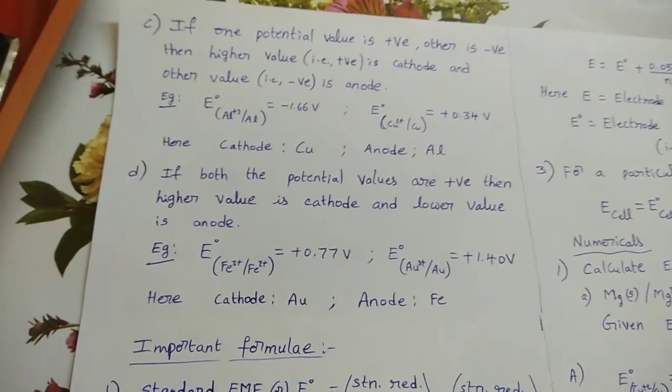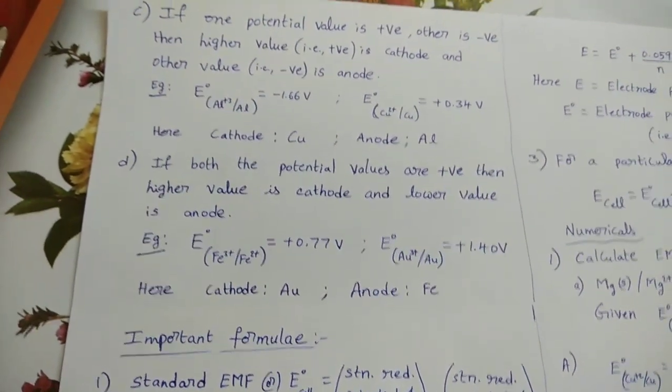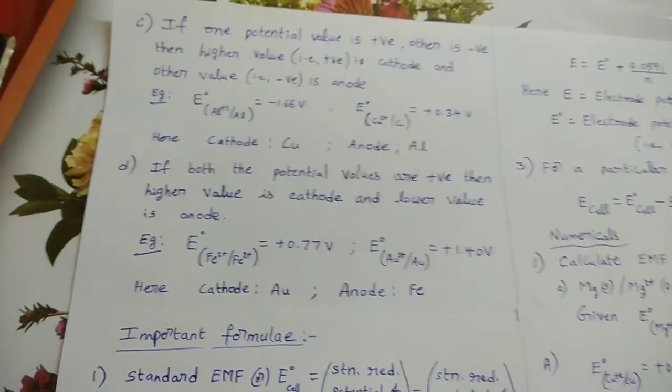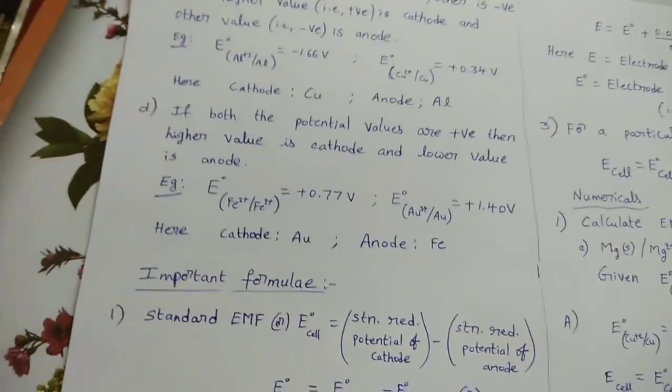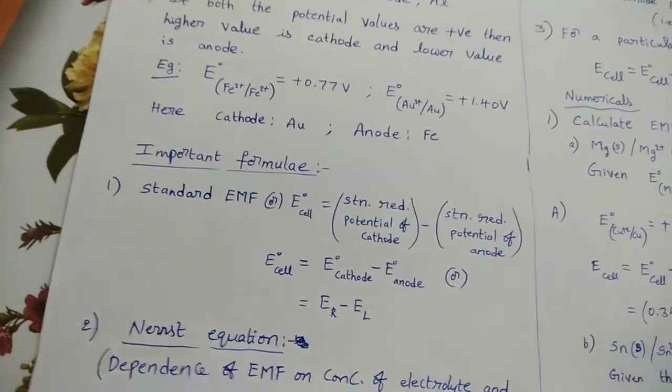Only these three possibilities are there for electrode potentials. Both are negative. One is positive, one is negative. Both are positive. Now see the important formula in this chapter.